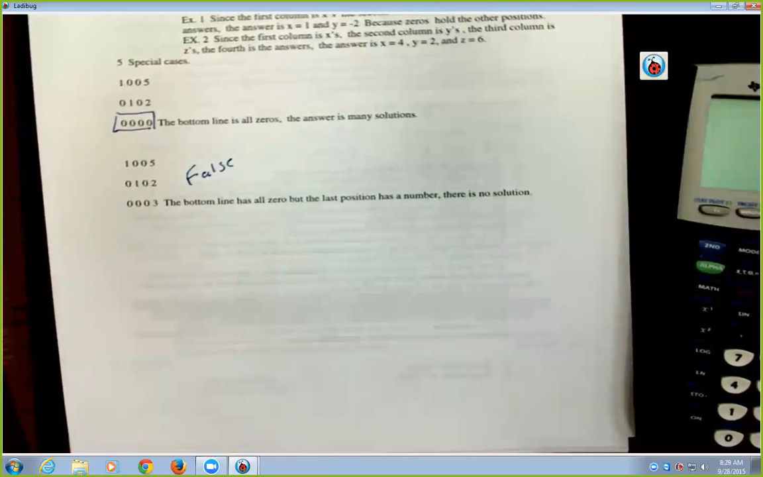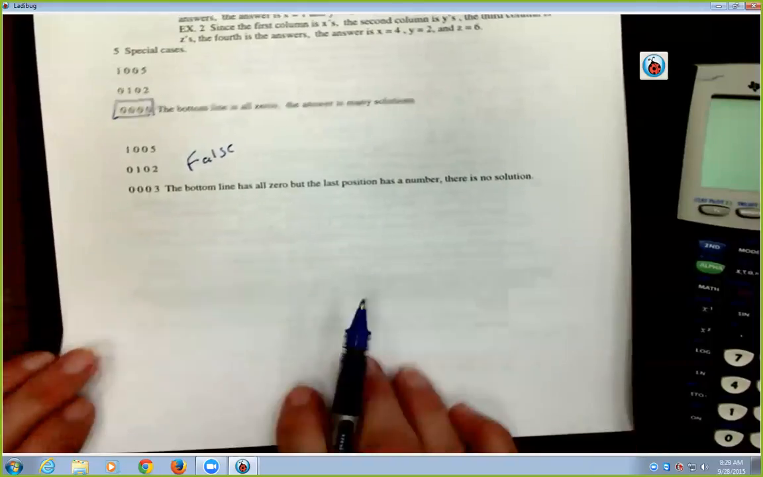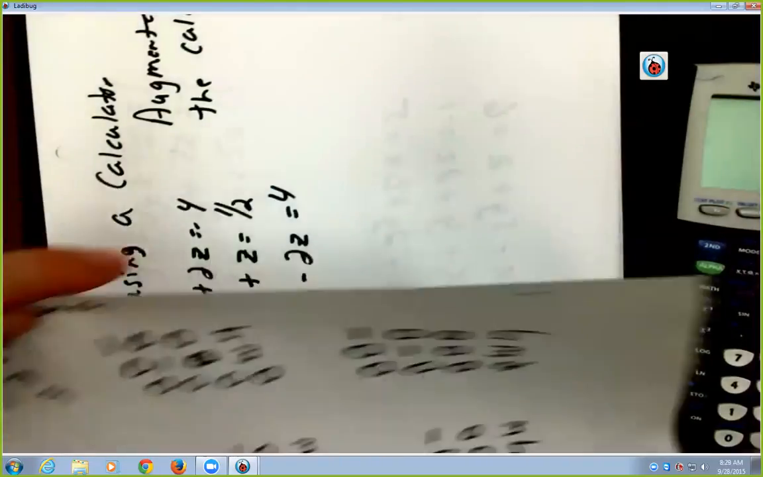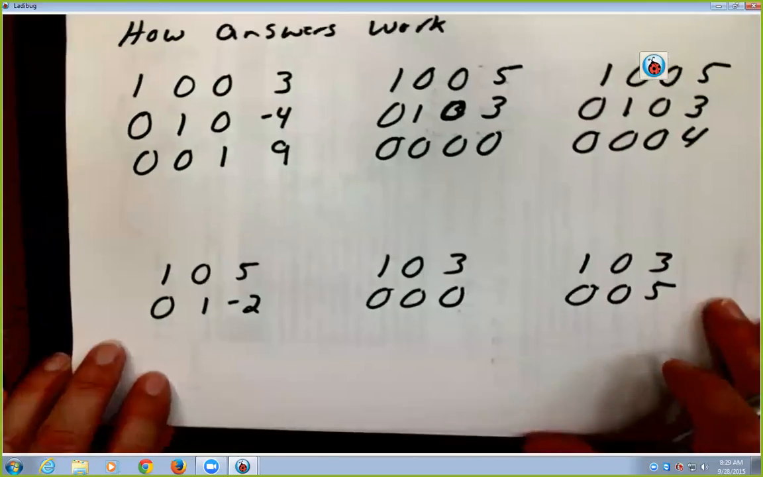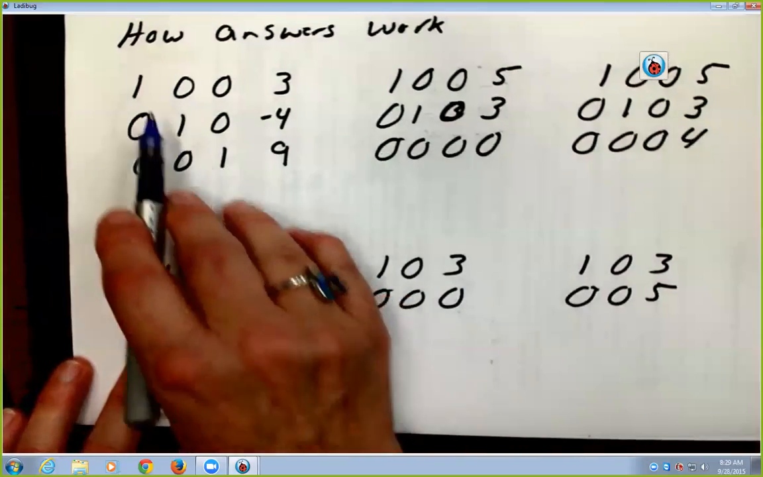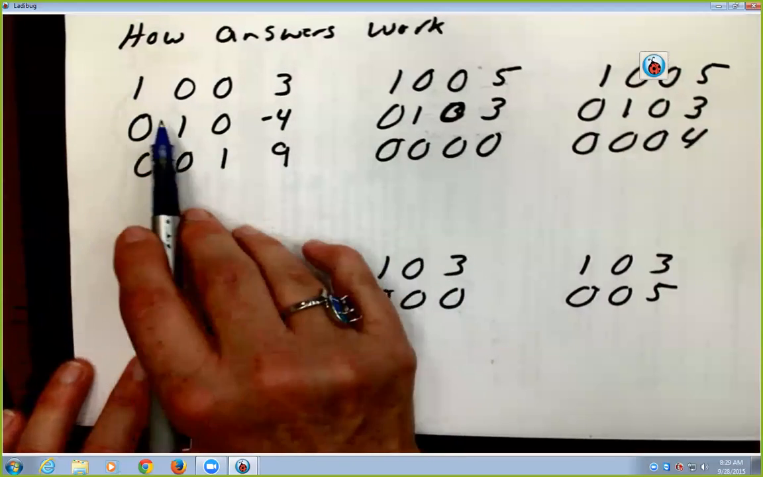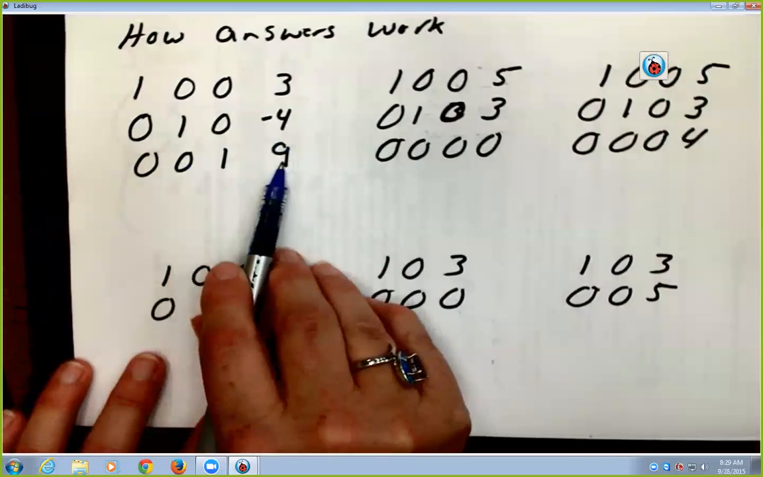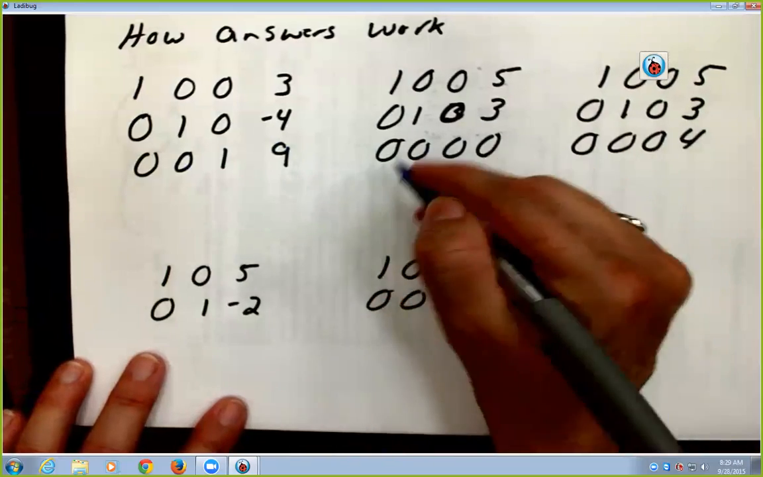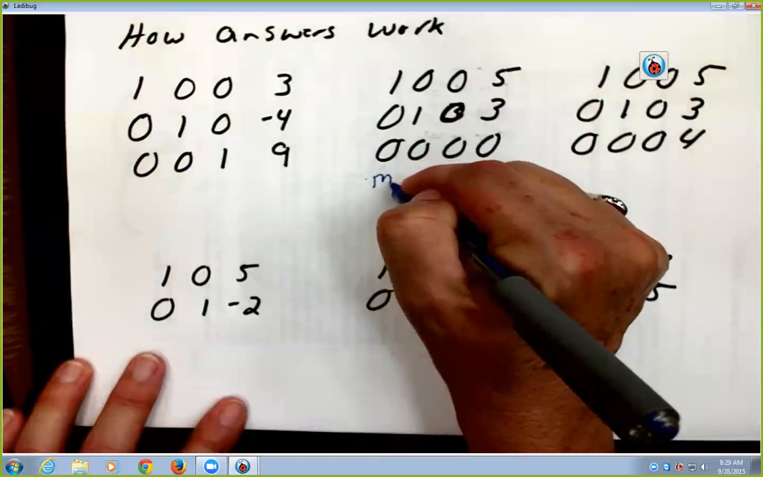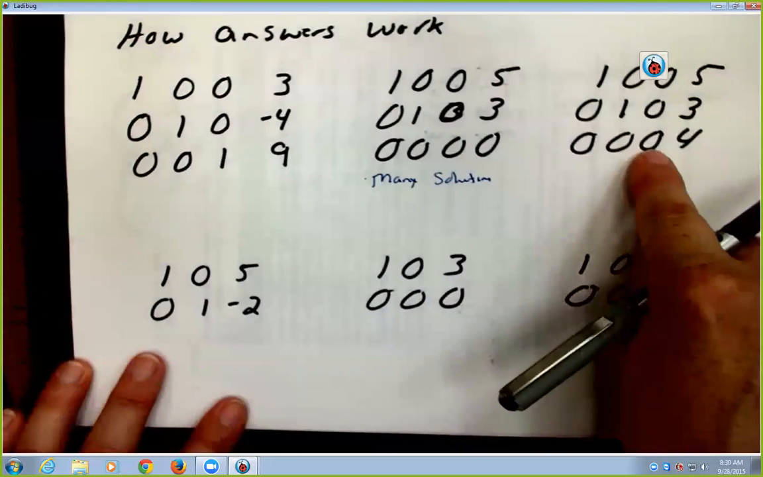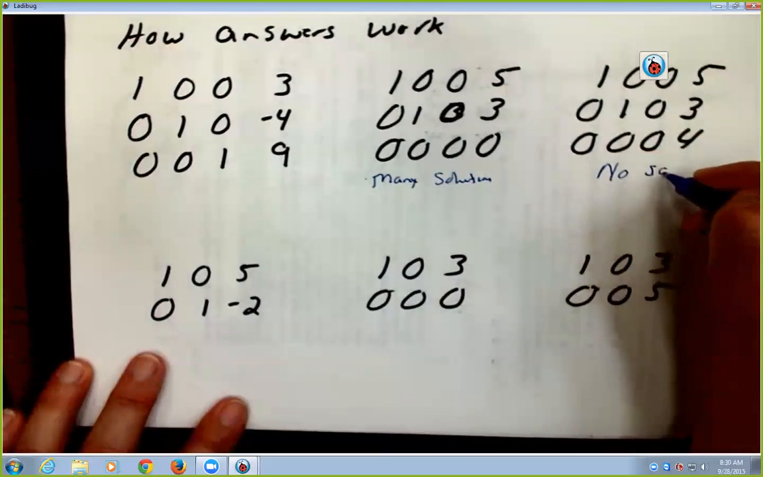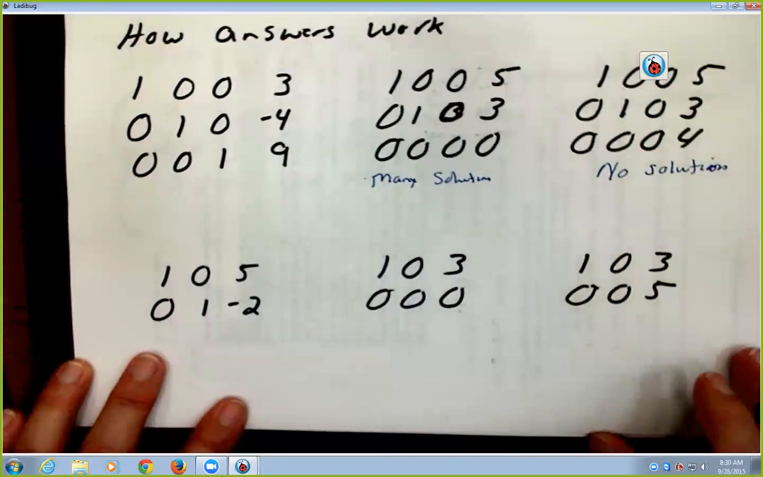And you can get those also in a 2 by 3, because if you look at these answers that we have here, this one has an answer. My answer with this one is X is 3, Y is -4, and Z is 9. This one, there are infinite solutions, or many solutions. And this one here, because there's no Z, there is no solution. So they show up on your calculator.